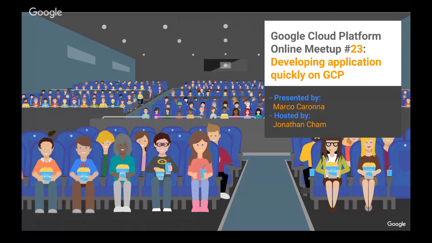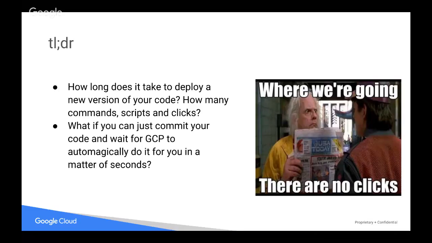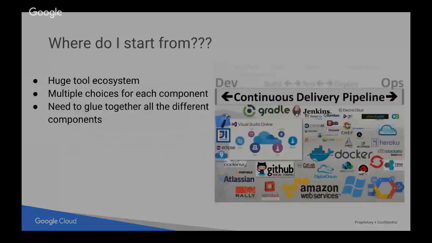Let's do it. We're going to talk about how to deploy applications quickly on GCP. The question is, when you are trying to deploy your applications, how long does it take? How many clicks and commands or scripts do you need to run just to deploy a new test version that you have just developed? So that's the bottom line. And the question is, what if you could just commit your code to Git or GitHub and have everything deployed in a matter of seconds?